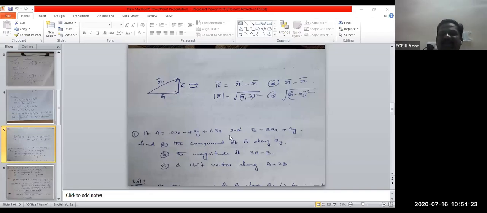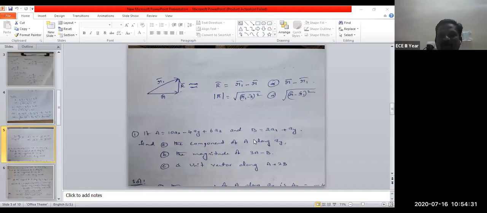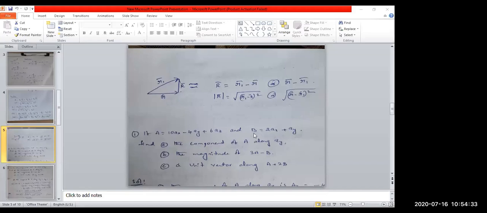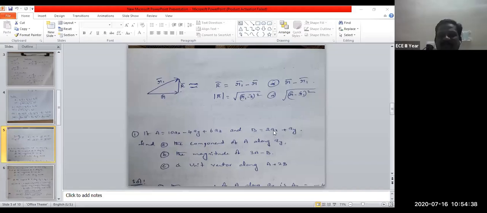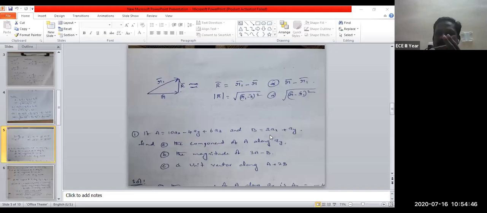What is the component of A along z axis? 6. What is the component of B along z axis? 0. Right. Very good. What is the component of B along x axis? 2. So I think by today's class you can say what is the scalar value, what is the vector form, what is the position vector, what is the distance vector, dot product, cross product, addition and subtraction of vectors. Then if vectors are given directly as r bar, r1 bar, I think you can get the answer.